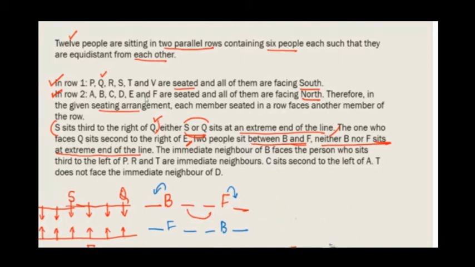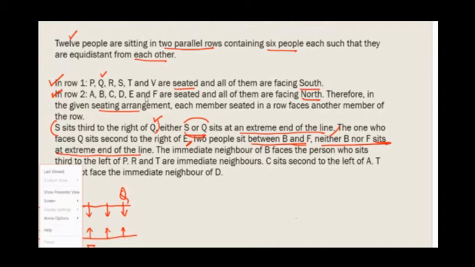Now what can I do? B and F. I'll be taking the first arrangement. Now in this first arrangement, two people sit between B and F. So I can take B and F, one person, and F or B, two persons. So these two are not at the extreme ends of the line. The immediate neighbor of B faces the person who sits third to the right of B. Now, please understand this. The immediate neighbor of B faces the person who sits third to the right of B.